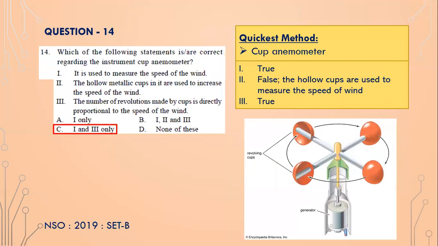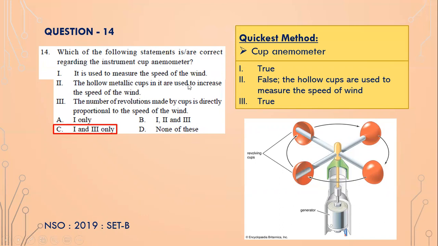Which of the following statements is or are correct regarding the instrument cup anemometer? Cup anemometer, isn't it? You must have seen this in certain laboratories. So in the cup anemometer, when the wind blows, there are cups here, and because of the force of the wind, the cups will rotate, isn't it? And there is a generator here which is calibrated to show the wind speed. So it is used to measure the speed of the wind, which is correct.